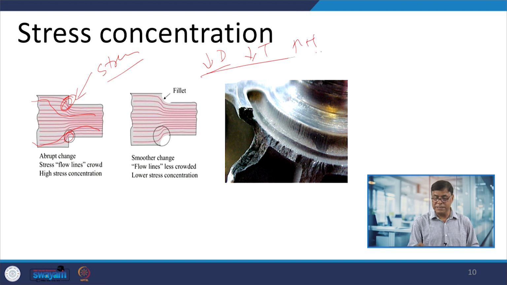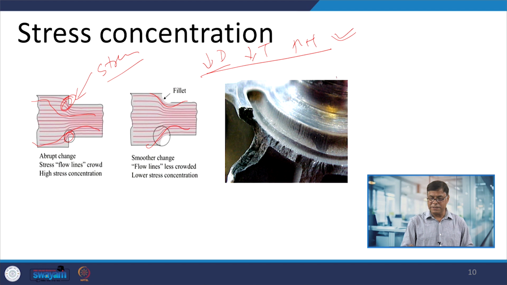So, if these three are in a very deadly combination, if the material has these three characteristics and a defect or stress concentration is occurring in such a material, then that simply promotes the fracture tendency. And if the fillet or the change in cross section is gradual, then the stress concentration tendency is reduced, and that in turn will reduce the failure tendency.